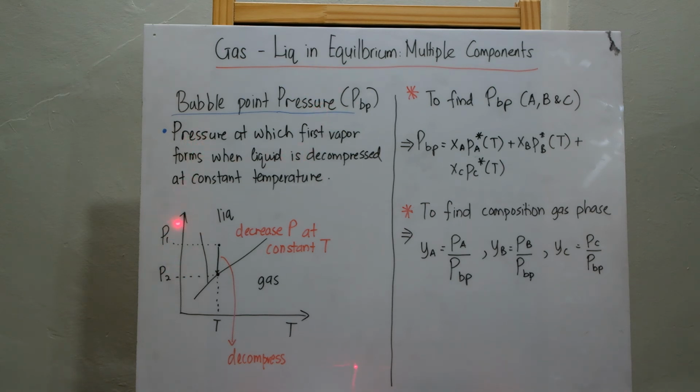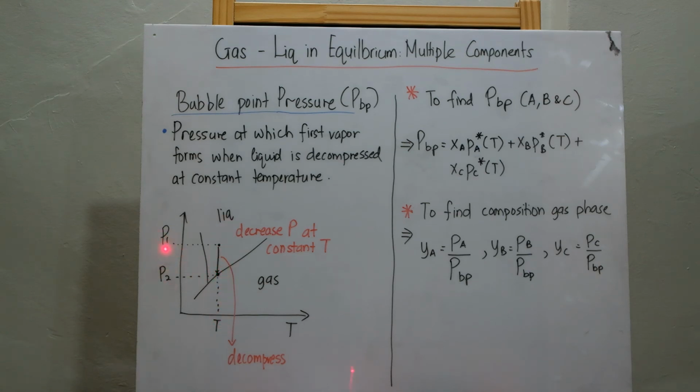Okay, so let's look into this phase diagram, so it's easier for us to understand what a bubble point pressure is. It says the pressure at which the first vapor forms when liquid is decompressed at constant temperature. Decompress means we reduce pressure. So initially our system was here, and then we decompress, we reduce the pressure until it falls onto the saturation line between liquid and gas. So that is where the bubble point pressure is. So to find bubble point pressure, we have to decrease pressure at constant T.